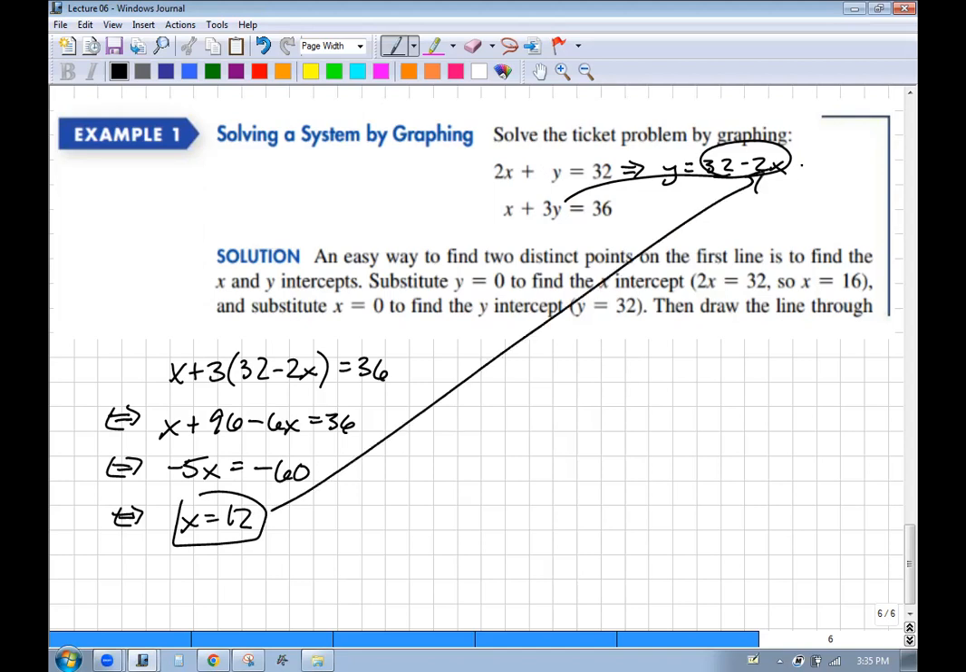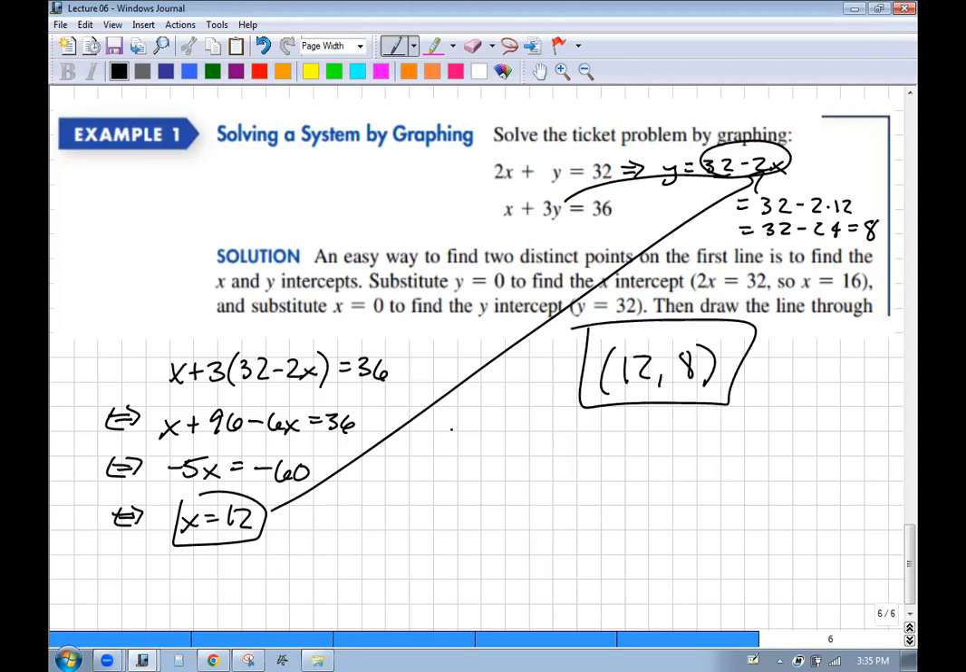Plug that in over here. 32 minus 2 times 12. 32 minus 24 is 8. So 12, 8 should be our solution. So let's check. For the first one, if I replace x with 12 and y with 8, I get 24 plus 8, which is 32. Satisfies the first one.